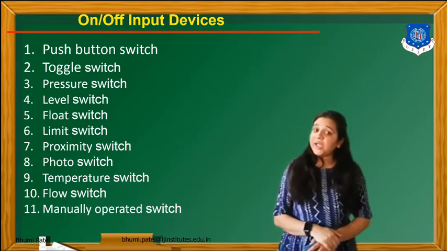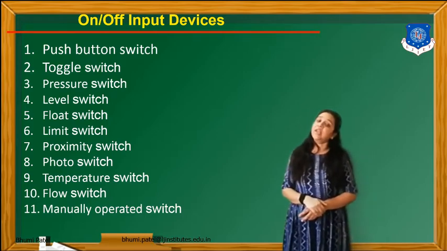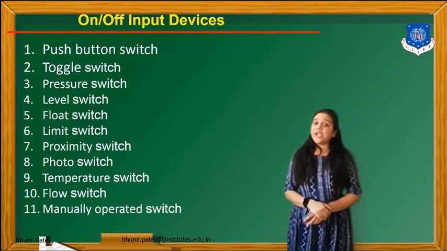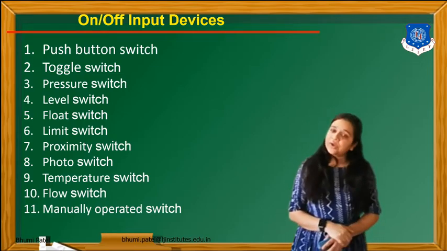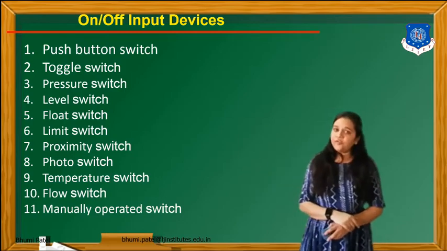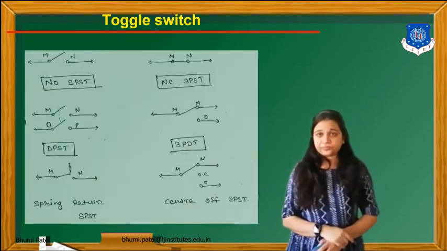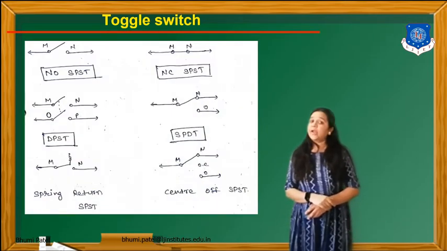What is the main function of the switch? If you want to change the level or change the state of the input on or off, you can connect any of the switches for the on/off input devices. Okay, now what is the actual diagram of the toggle switch?